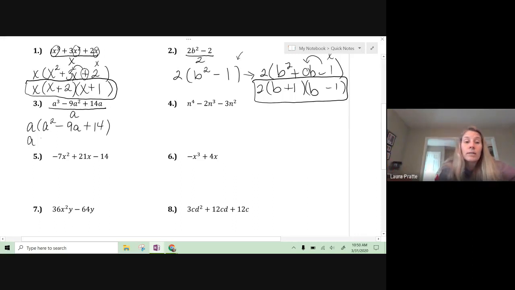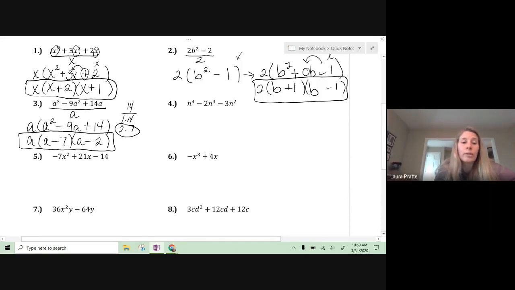Then, because it is a quadratic trinomial, you want to see if you can factor it into 2 binomials. So a squared will break up into an a and an a. What 2 factors of 14 add to get 9? 2 and 7. Since it's a negative 9, it's a negative 2 and a negative 7. So this would be our complete factorization of that trinomial.